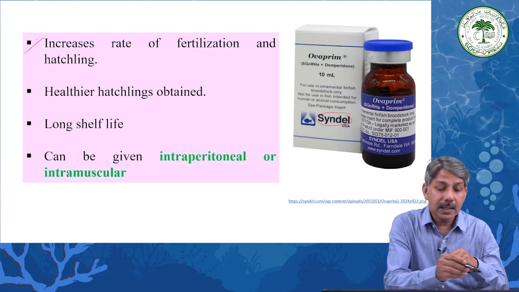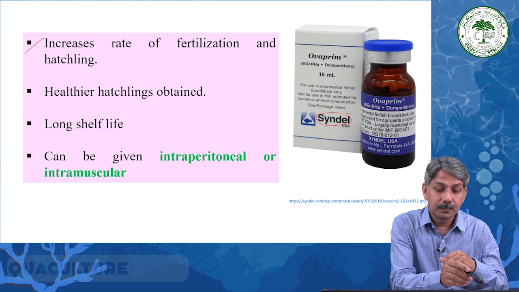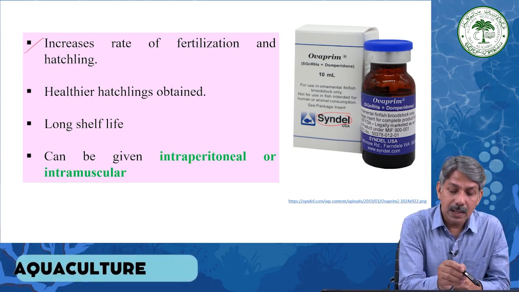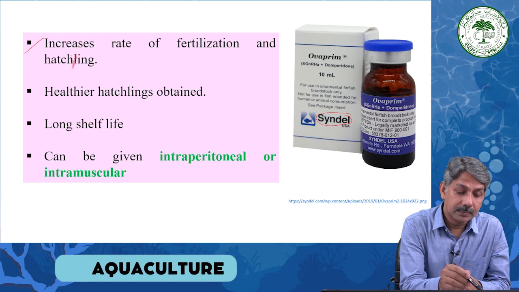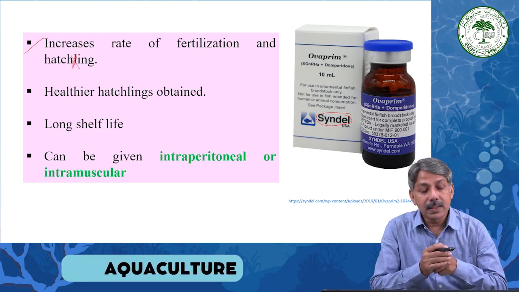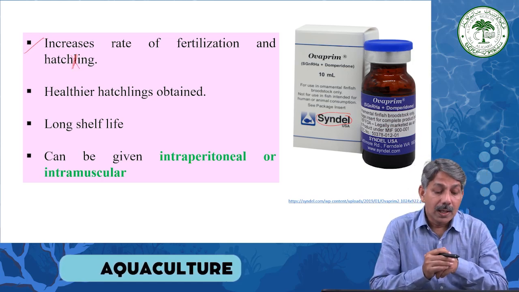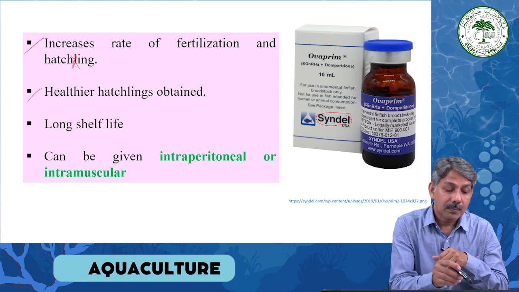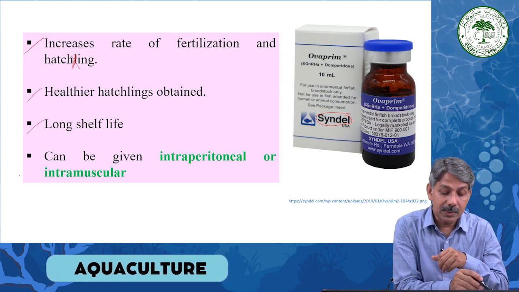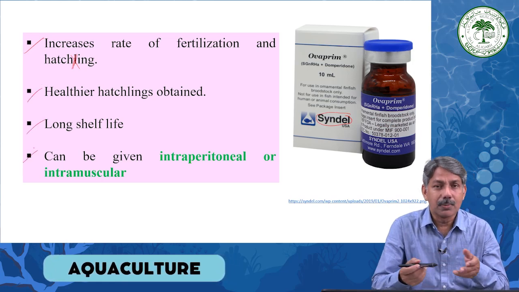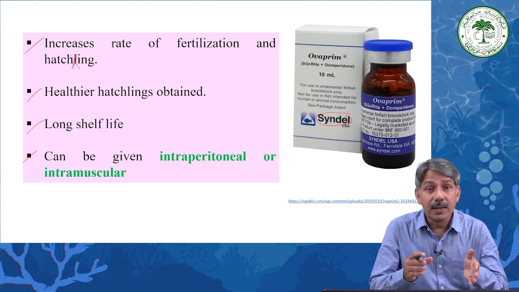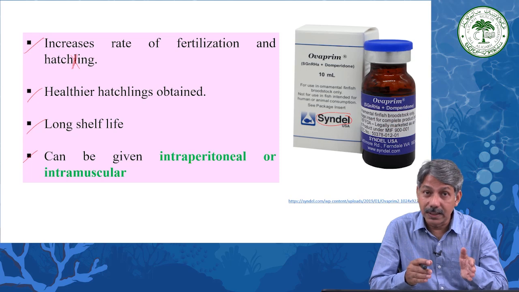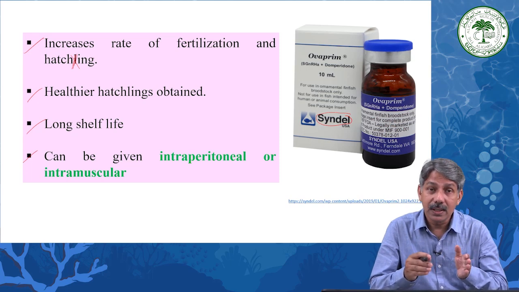It increases the rate of fertilization, and it should not be hatchling rate when you are writing, it should be hatching. Increases rate of fertilization and hatching, healthier hatchlings obtained, it has a long shelf life and can be given intraperitoneal or intramuscular, whatever suits you. And more importantly, you have to give only one injection. In case of pituitary, we were giving 2 injections. Here, we have to give only 1 injection.